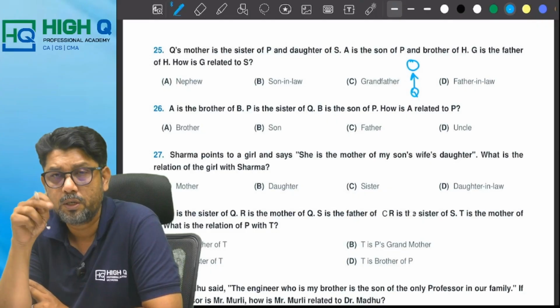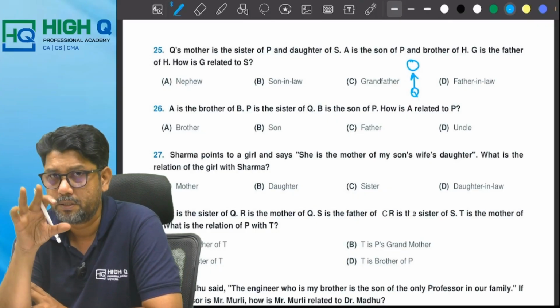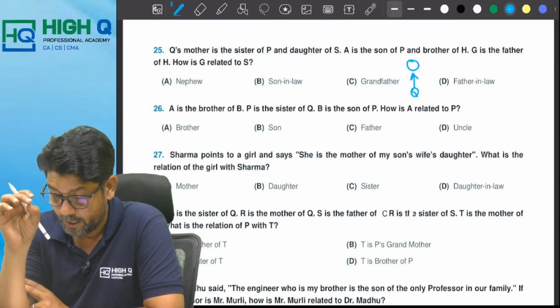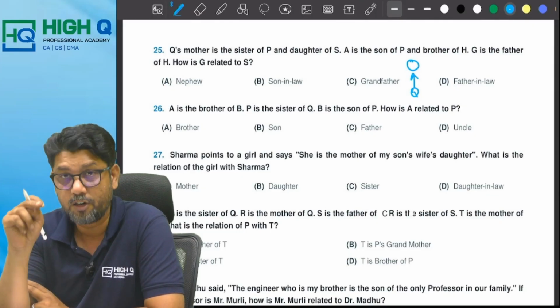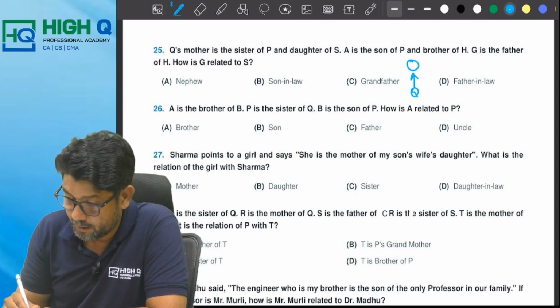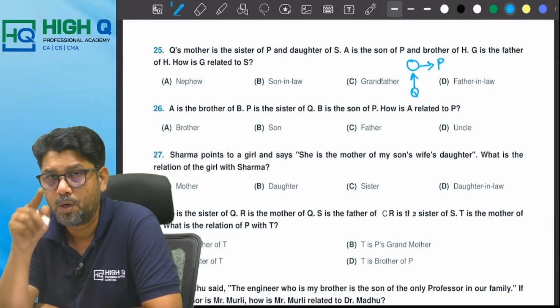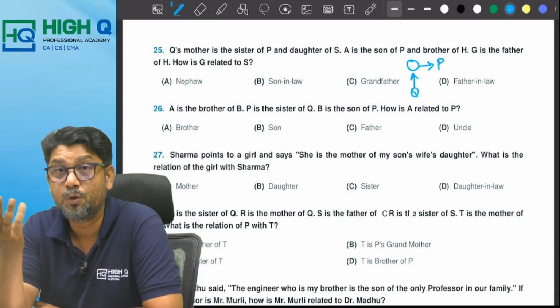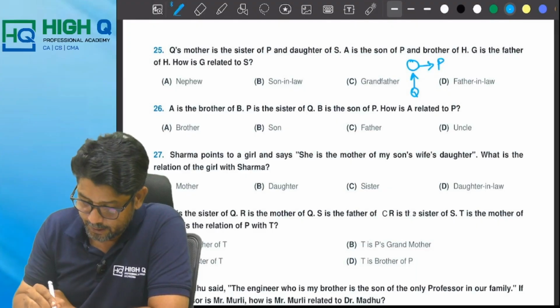See, look at this. I always put a box for male members and a circle for female members. This is my method of doing it. Now look at this. Q's mother is the sister of P. So Q has got a mother and she is the sister of P. I'm not putting a box or circle for P and Q because I don't know the gender of P and Q. So do not assume anything.